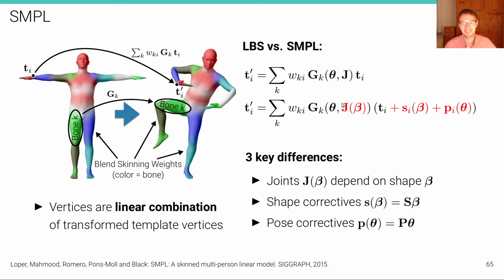Of course, the joint locations must depend on the body shape. There's tall people, there's small people, and of course the bone length and therefore also the distance between joints, and the location of the joints in the canonical, say, T-pose template must depend on the body shape. That's why J now depends on the body shape, and it's regressed effectively from the body shape.